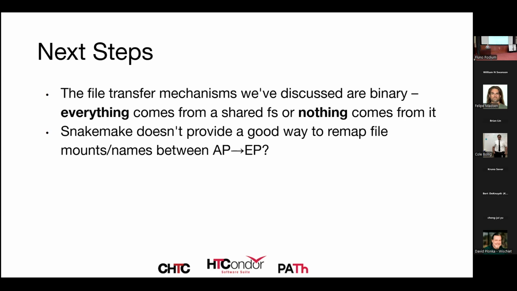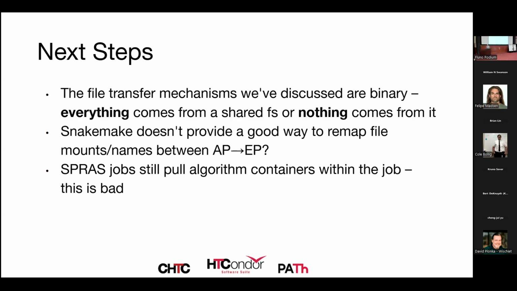The second is that Snakemake doesn't provide a good way to remap file names from one place, from the AP to the EP. So if a mount point in a shared file system is different in these two places, even if there is a shared file system, Snakemake can't handle that. So that's one thing I would like the Snakemake developers to think about handling.